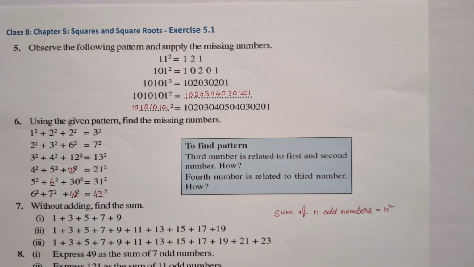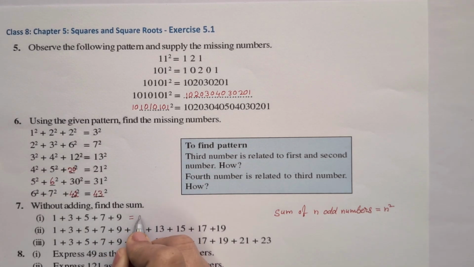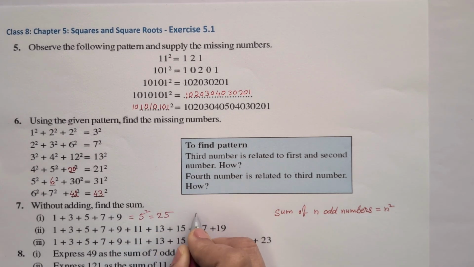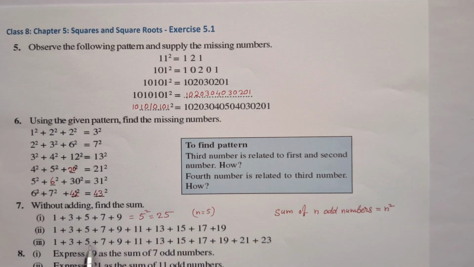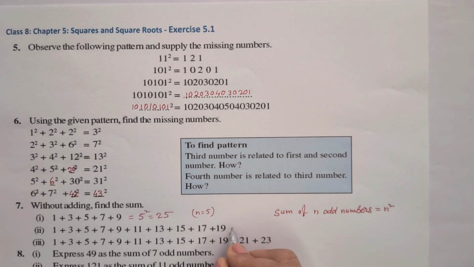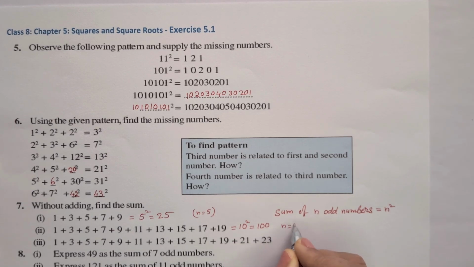Without adding, find the sum. We know that the sum of n odd numbers is equal to n square. Here there are 5 numbers, so n is 5. So n square, that means 5 square, which means 25 is the answer. Here n is equal to 10, so it will come as 10 square, which is equal to 100.